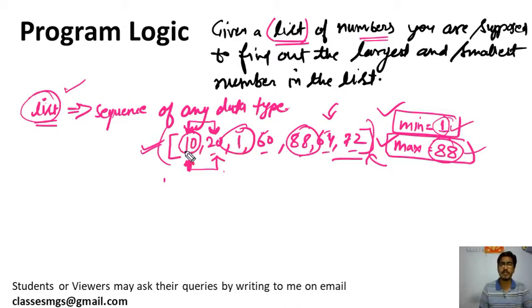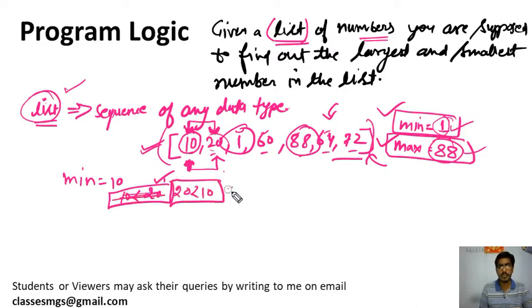Let's suppose 10 is the minimum currently, and I am comparing with 20. 20 is greater than 10, so the minimum is still 10. Is 10 less than 20? Yes. Is 20 less than 10? Whether it is true or false, it is false. So I am sure that 10 is the minimum so far at this point.